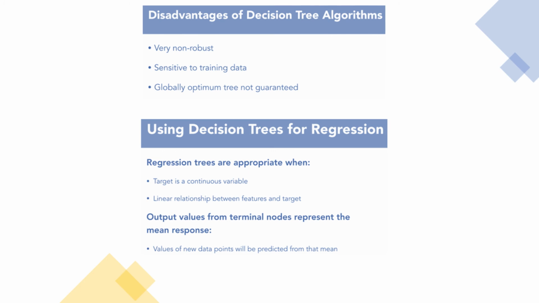Let's take a look at where it's appropriate to use a regression tree. Regression trees are appropriate when the target is a continuous variable and there are linear relationships between features and target.